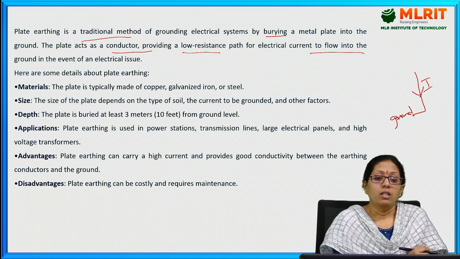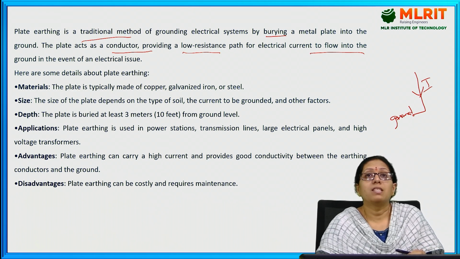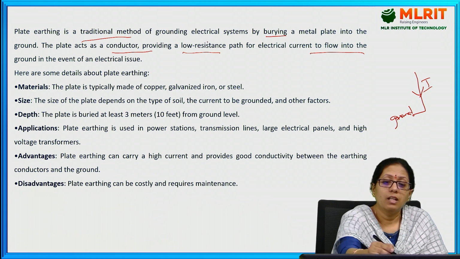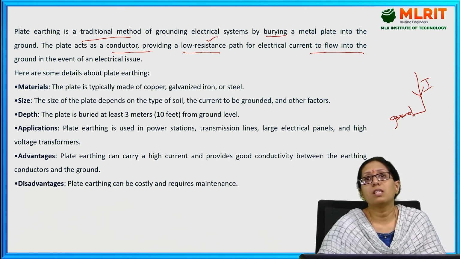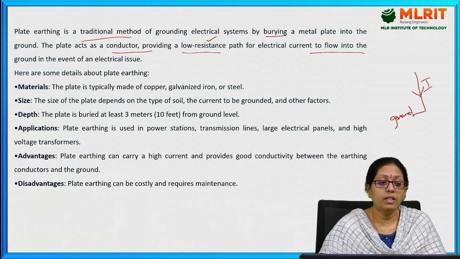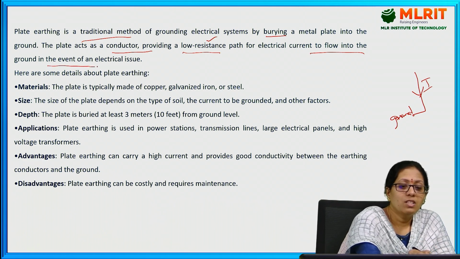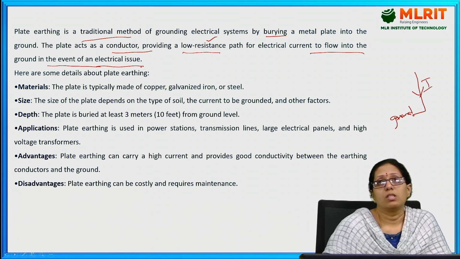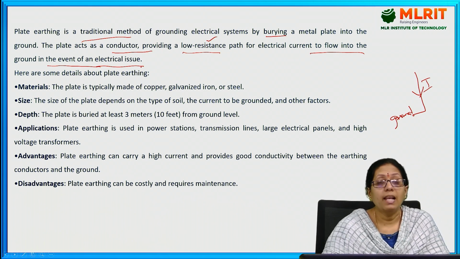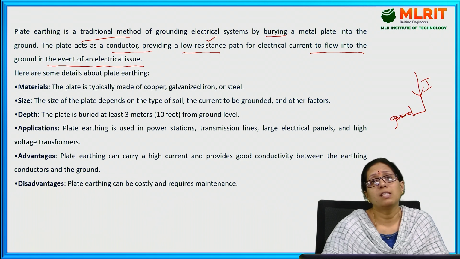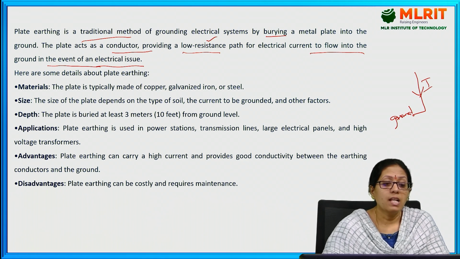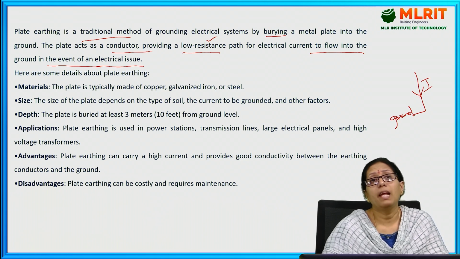So, mostly it provides a low resistance path. It provides a low resistance path for the electrical current to flow into the ground in the event of electrical issues. That is, if there is any electrical issue or any kind of fault, this is used. So, here are some of the details of the plate earthing.